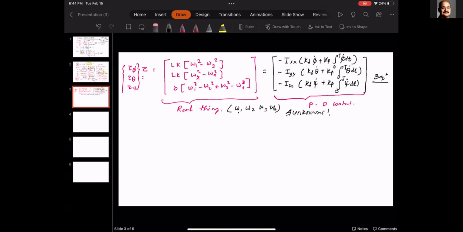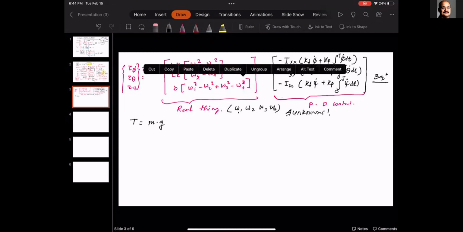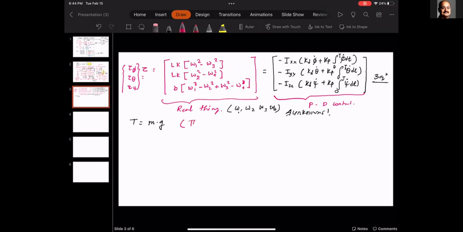So for that, I'm going to use one more equation to help us. Thrust is equal to weight. This is the simple equation. Thrust is equal to weight. Now the problem is, this equation is fine when the quad is in level flight, which means theta is equal to 0, phi is equal to 0. What happens if theta is non-zero and phi is non-zero?